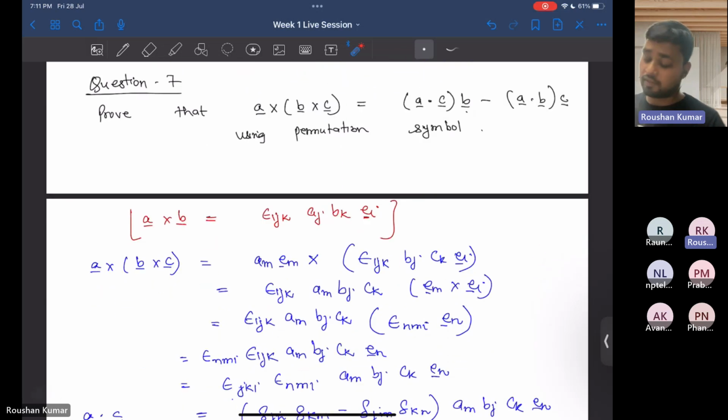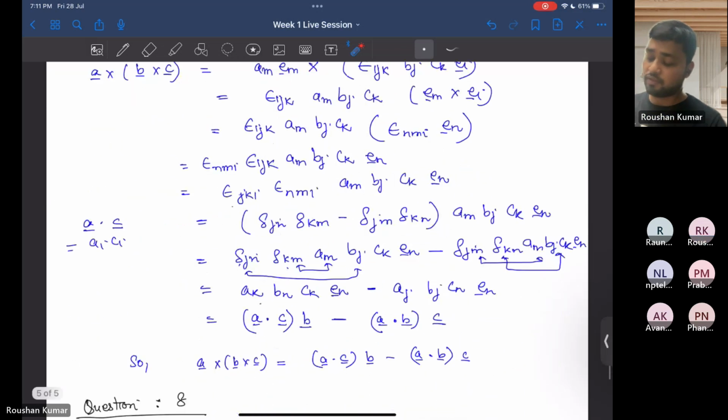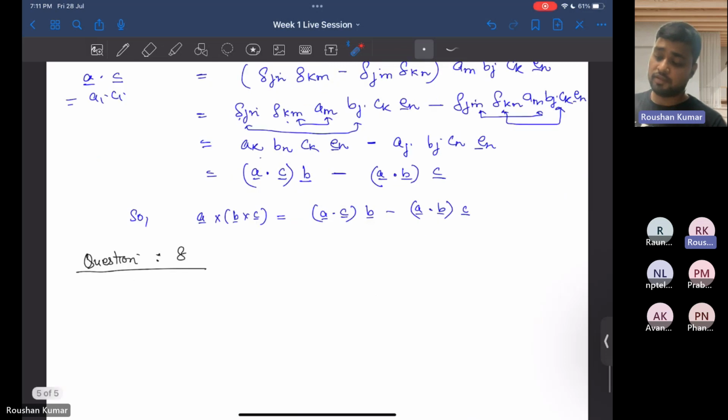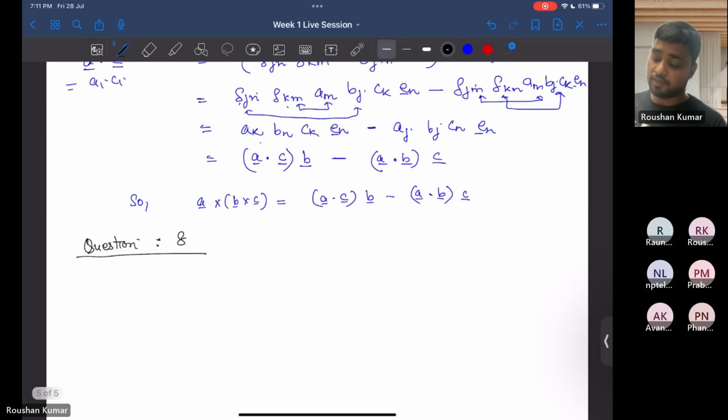After that, I have solved this proof. It is solved in a similar way using the relation of the permutation symbol and the cross product. So at last, I have solved this question of the scalar vector triple product. So I move on to the next question, which is basically based on the traction concept. So first I will write the question.